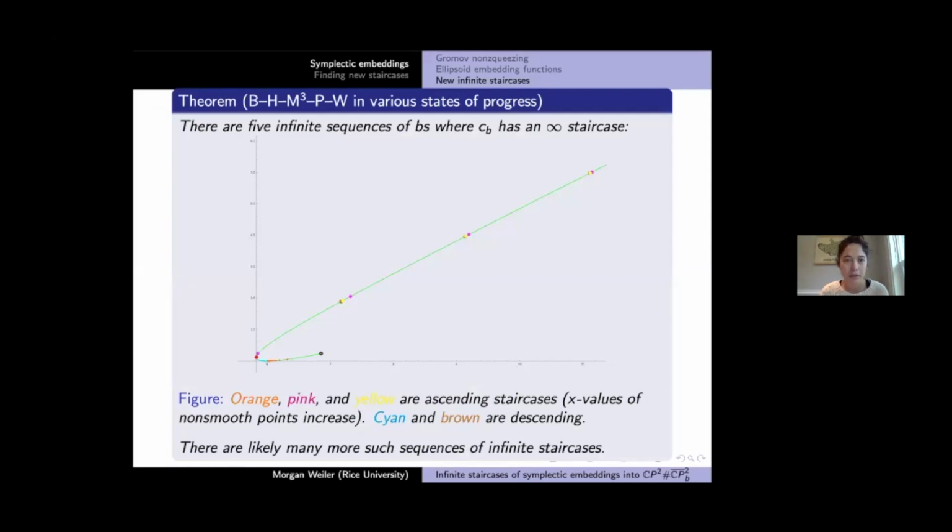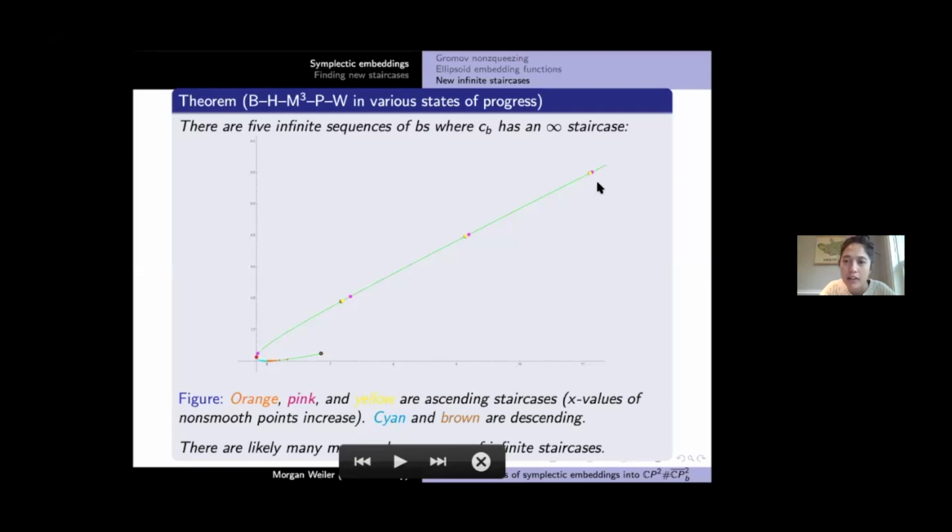What we expect to be true is that there are 5 infinite sequences where C sub B has an infinite staircase, and their accumulation points are plotted here. The black dot, now with a little orange dot in the middle, is the Fibonacci stairs. The red dot is the B equals 1/3 stairs. There is an infinite sequence of orange points that decrease to a equals 6, and a cyan, light blue sequence that is increasing towards a equals 6 and accumulates there. Then there's a pink sequence, a yellow and a brown, and all 3 of those go off for B values getting higher and higher, as high as you want.